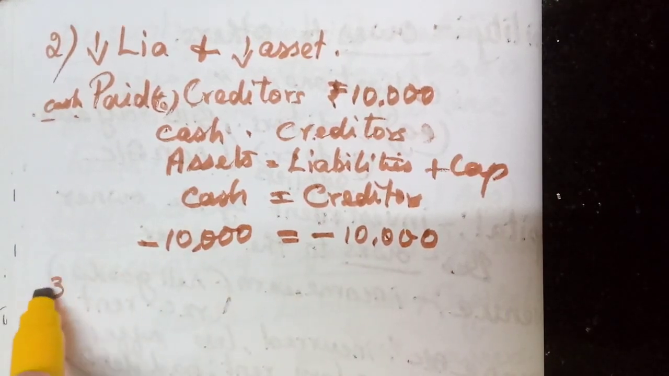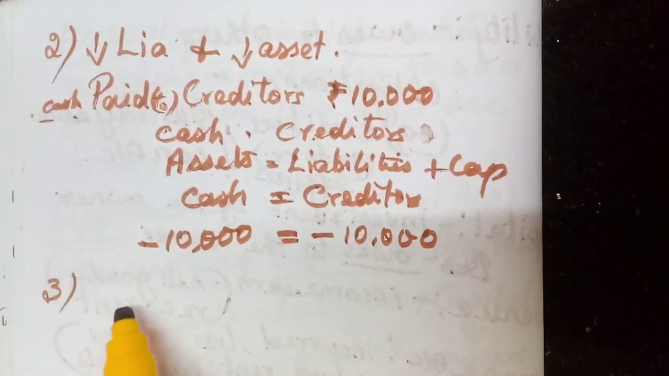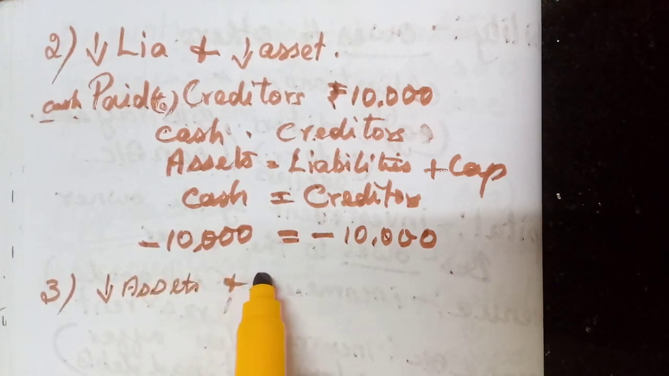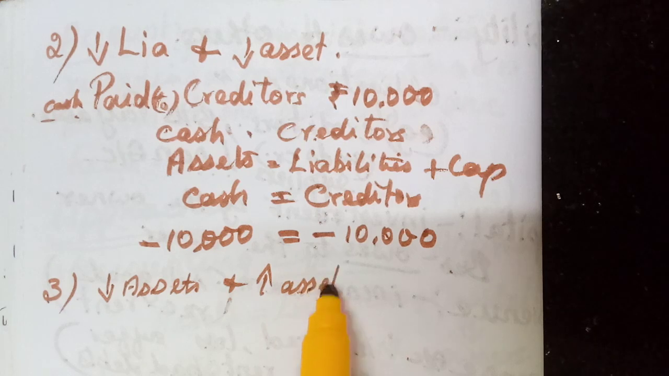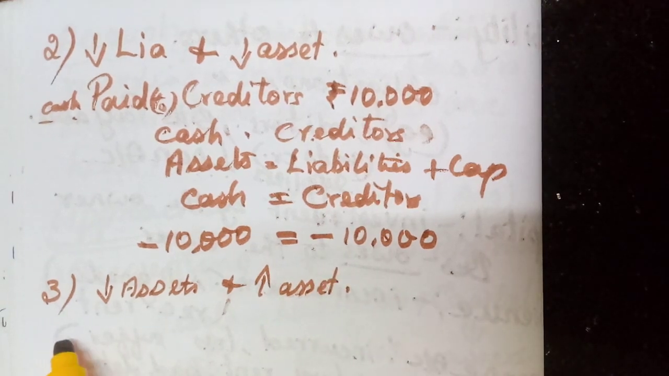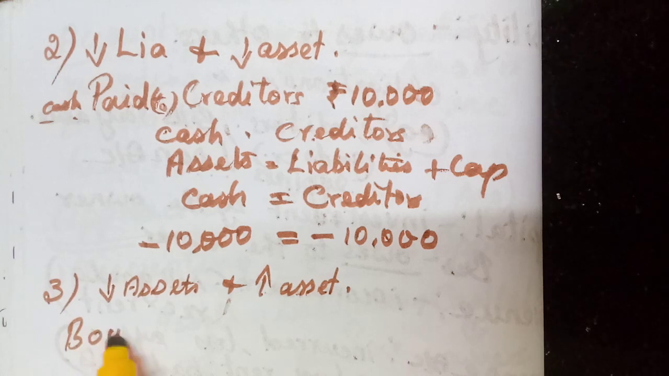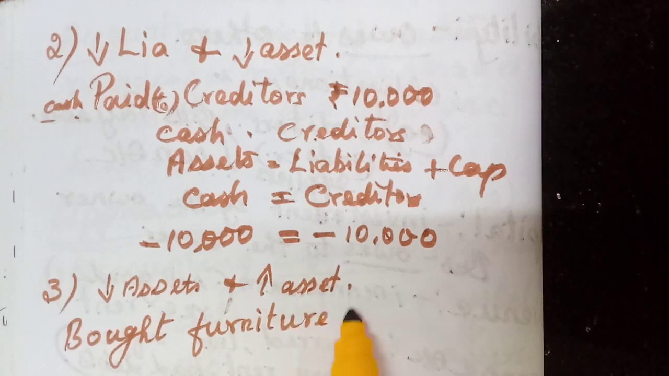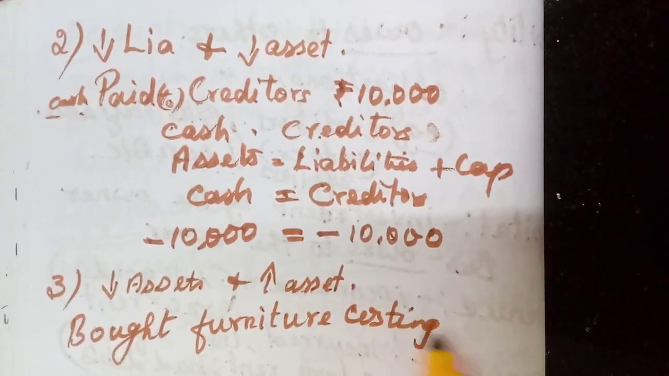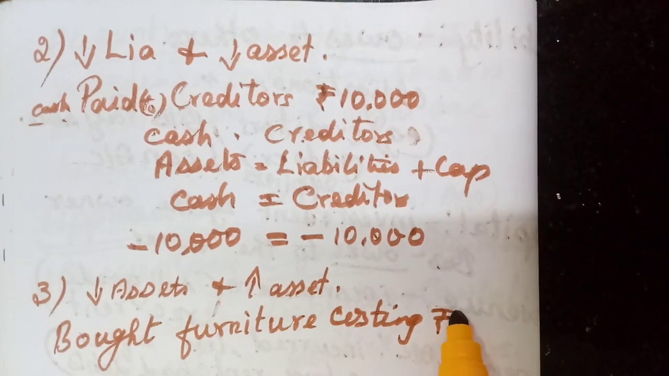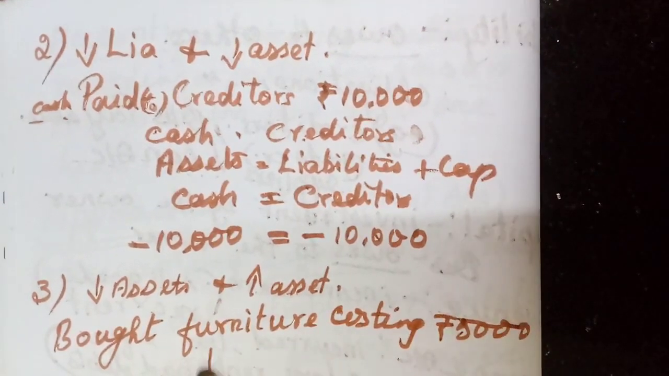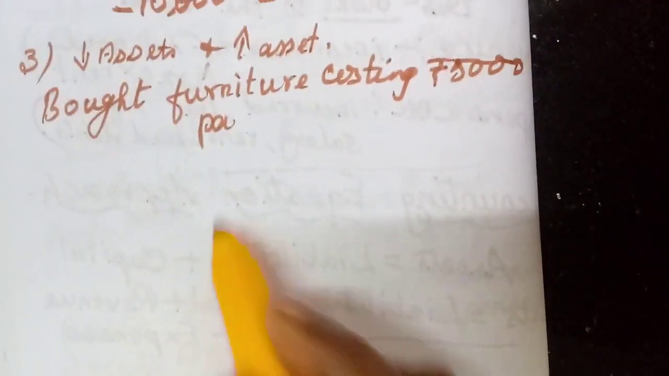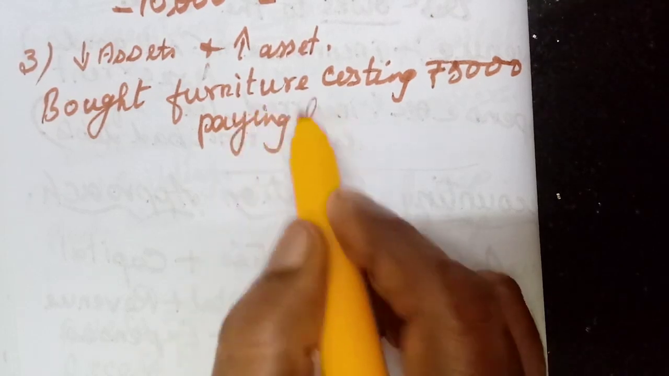Okay, another example. It will decrease one asset and it will increase another asset. Okay, decrease one asset and it increase another asset. We will see one transaction in this one. Okay, bought furniture costing rupees 5,000 paying by cash.